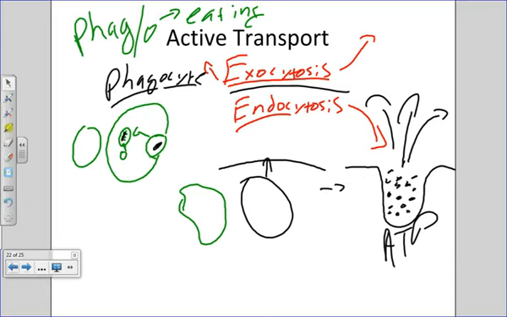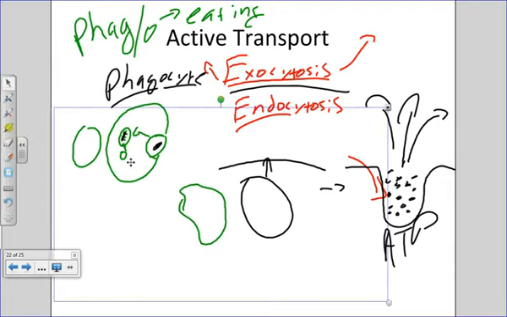endocytosis, exocytosis, examples of bulk transport. And again, you're going to hear about these later. When I get to the nervous system, I'll talk a lot more about synaptic vesicles and exocytosis, and when we get to the immune system, I'll talk a lot more about phagocytosis and phagocytes.